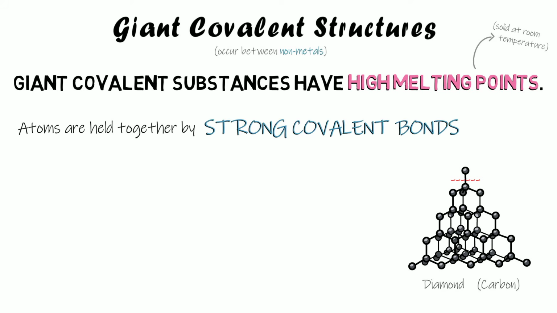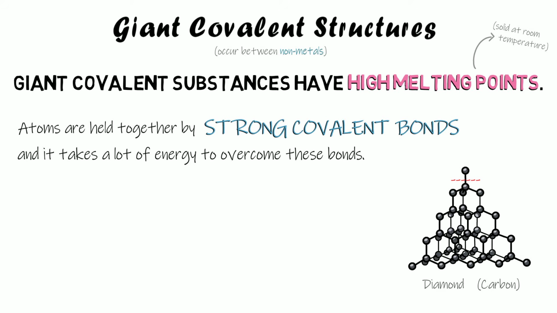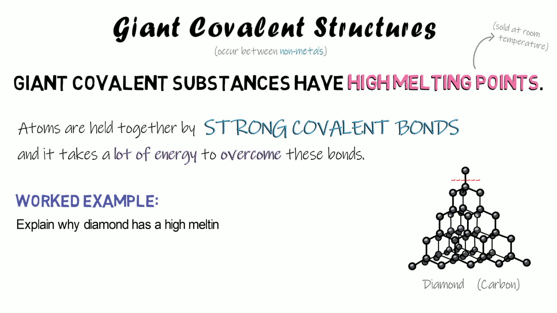Because the atoms are held together by strong covalent bonds, that's bonds actually between atoms, not just weak intermolecular forces, it takes a lot of energy to break those covalent bonds because they're very strong. So the atoms are held together by strong covalent bonds, and it takes a lot of energy to overcome those bonds and melt the substance. That's why they have a high melting point.